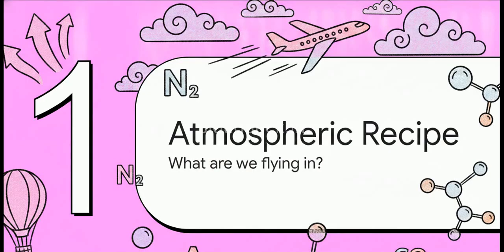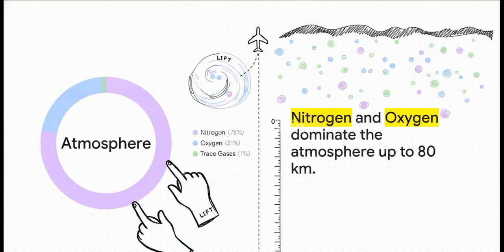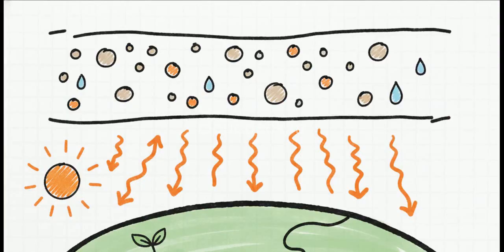Okay, kicking things off with part 1, our atmospheric recipe. What exactly are we flying through? Let's start with the absolute basics of our environment and look at the actual chemical makeup of the air wrapping our planet. When you take off, what's out there? Well, up to about 80 kilometers in altitude, which is a boundary scientists call the homopause, the air is surprisingly uniform. It is heavily dominated by nitrogen at 78% and oxygen at 21%. That right there accounts for 99% of the air we breathe and literally the air that generates the lift over an airplane's wings.